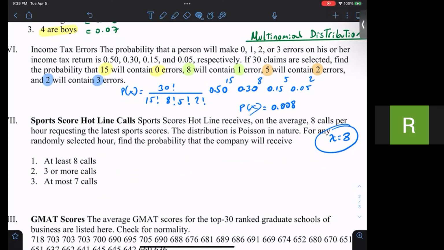Okay, let's see. So for A, at least 8 calls, you should get 0.5471. For 3 or more calls, you should get 0.9863. And then at most 7 calls is supposed to be 0.4529. So you should get these values, right, when you're doing the probability, okay? You should get these values.